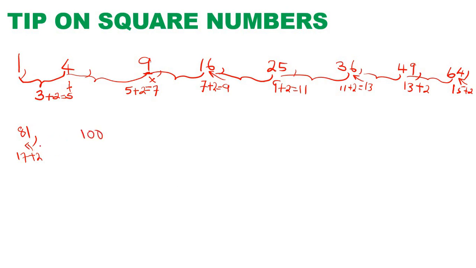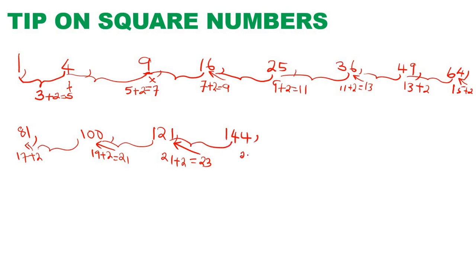100. The difference between the two, 81 and 100, is 19. Plus 2, you will get 21. Add it to 100 and you get the next square number, which is 121. Okay, the difference between these two is 21. Add 2 to it and you get 23. Add it to this 121 and you will get what? 144. That's the next square number. Continue like that. The difference between these two is 23. Add 2 to it, you get 25.